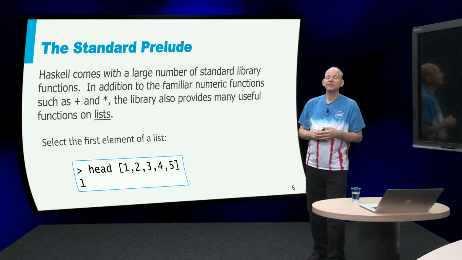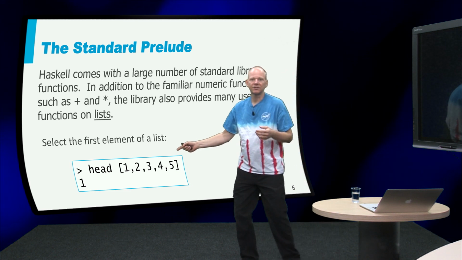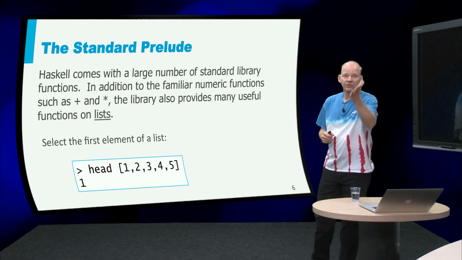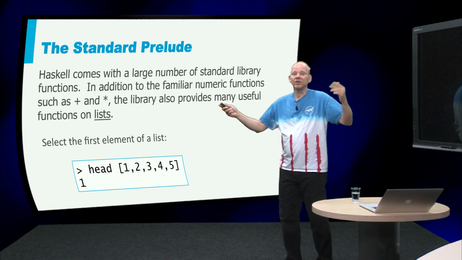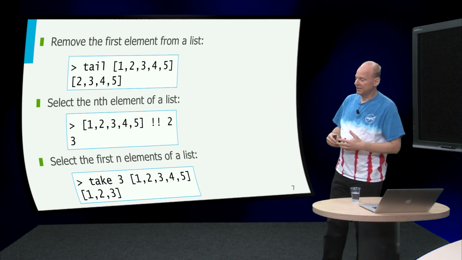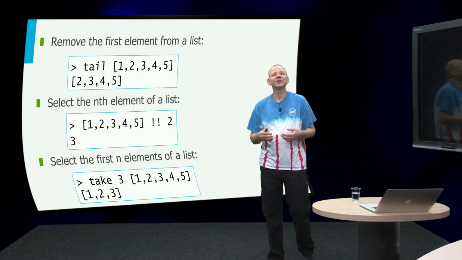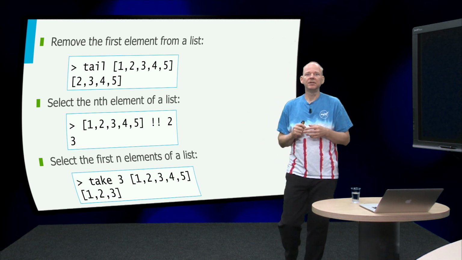So the first function here is head, which takes a list, and the way we write lists in Haskell is with square brackets and the elements separated by commas. So the head of [1, 2, 3, 4, 5] is, unsurprisingly, 1. The tail, that's the opposite of head, so it is everything in the list except the head. So the tail of [1, 2, 3, 4, 5] is the list [2, 3, 4, 5].